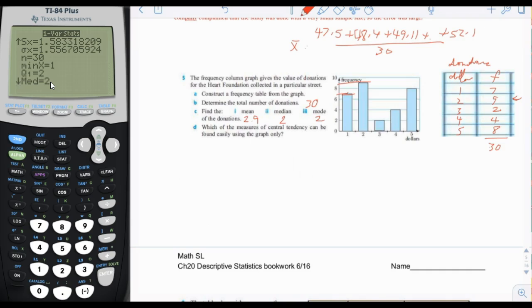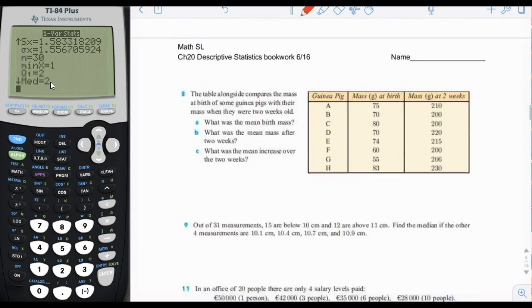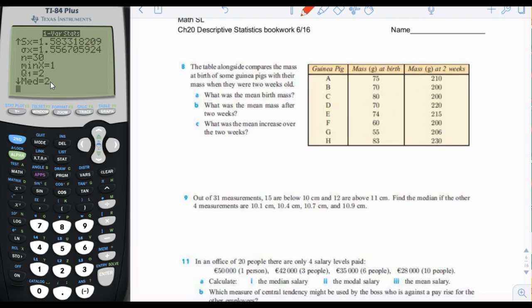Which of the measures of central tendency can be found easily using the graph only? The mode. Right, the mode. And if I didn't tell you this before, mode is introduced to you in like 1st or 2nd grade because you can find it so easily in the table and the frequency graph. It's the most natural one to learn when you can't do addition, multiplication, division.